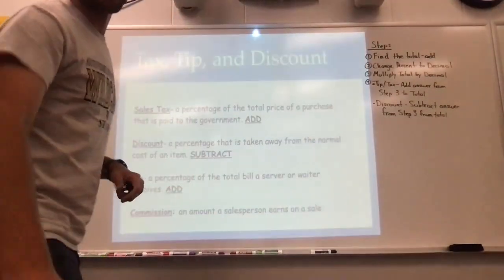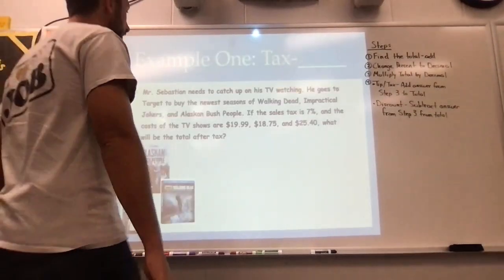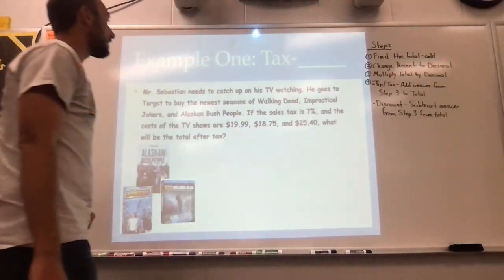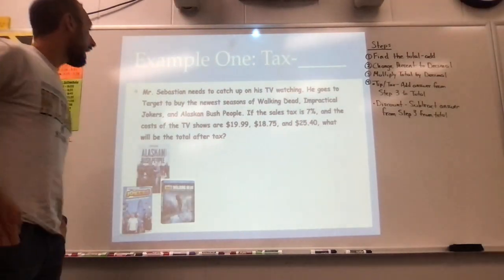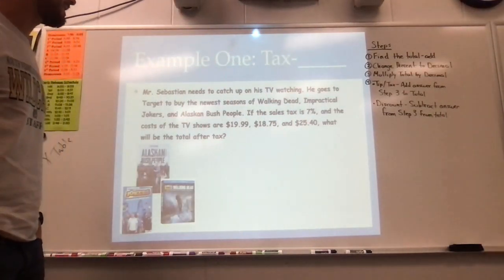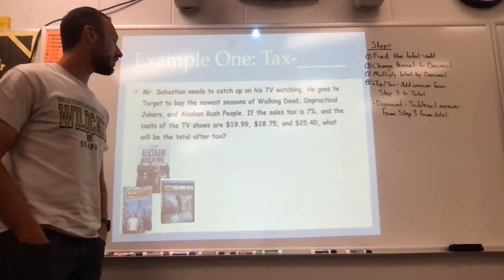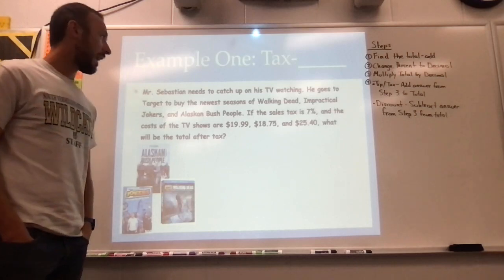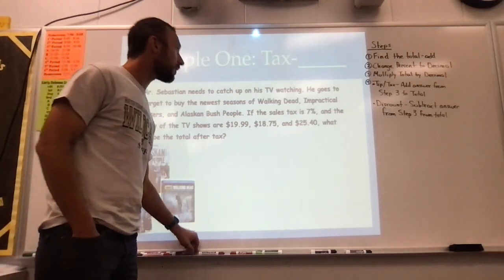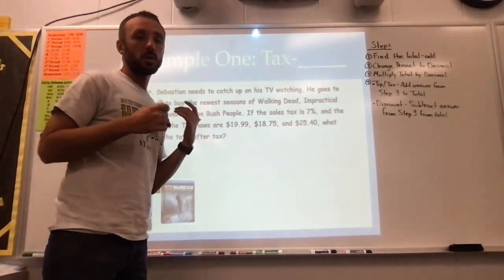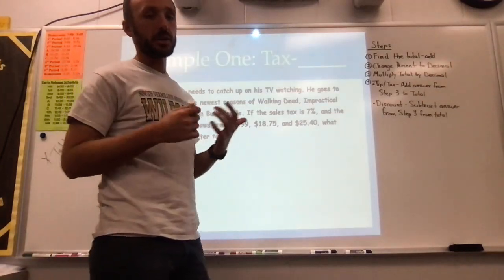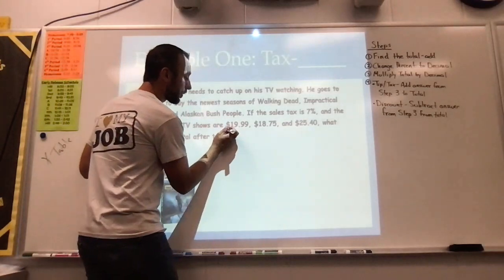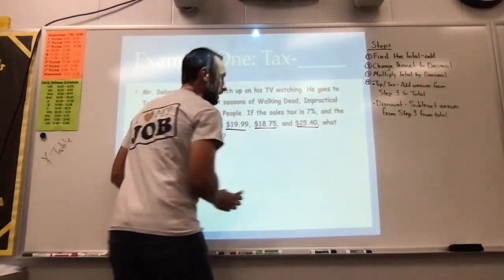So our first example says Mr. Sebastian needs to catch him on his TV watching, and he goes to Target to buy the newest seasons of Walking Dead, Impractical Jokers, and Alaskan Bush People. If the sales tax is 7% and the cost of TV shows are $19.99, $18.75, and $25.40, what will be the total after tax? So the first thing we have to do is find the total. So if I go to the store, the first thing that cashier is going to do is scan all my items and add them up. So I'm going to take the 3 prices right here and add those together.